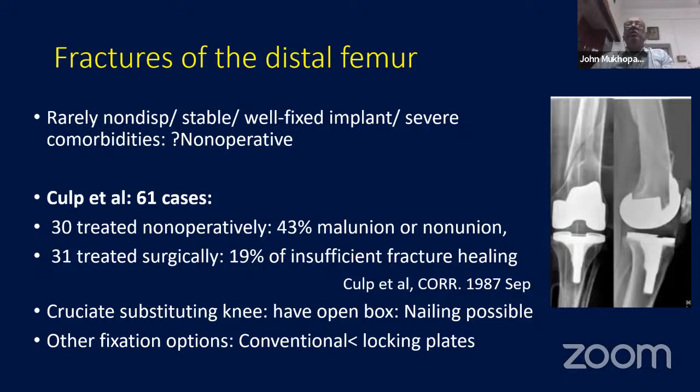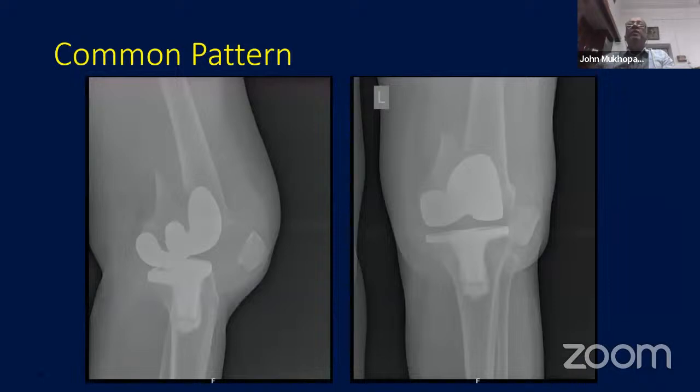Like I mentioned earlier, cruciate retaining knees have an open box, which allows nailing, which is possible. Other fixation options are conventional and locking. So here's a patient who had a total knee replacement.